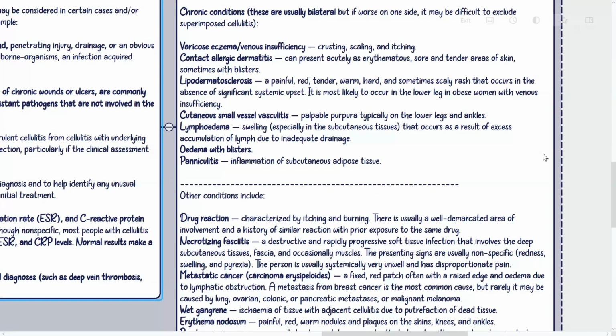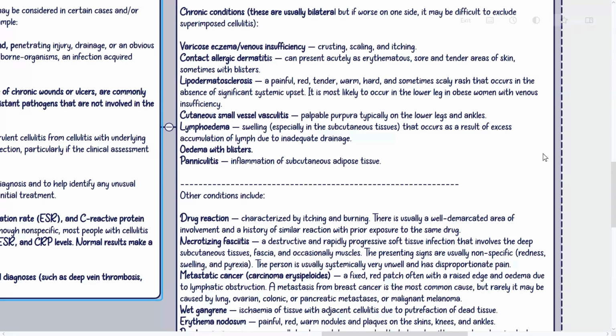Varicose eczema through venous insufficiency, crusting, scaling, and itching. Contact allergic dermatitis can present acutely as erythematous, sore and tender areas of skin, sometimes with blisters. Lipodermatosclerosis, a painful, red, tender, warm, hard, and sometimes scaly rash that occurs in the absence of significant systemic upset. It is most likely to occur in the lower leg in obese women with venous insufficiency.